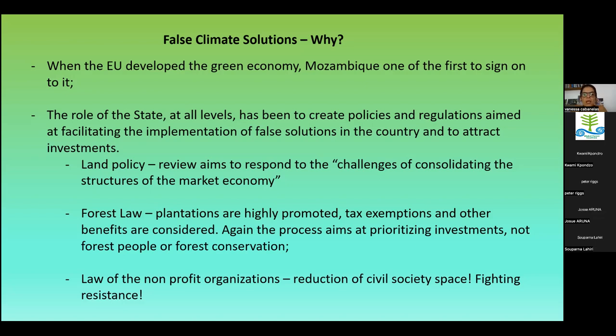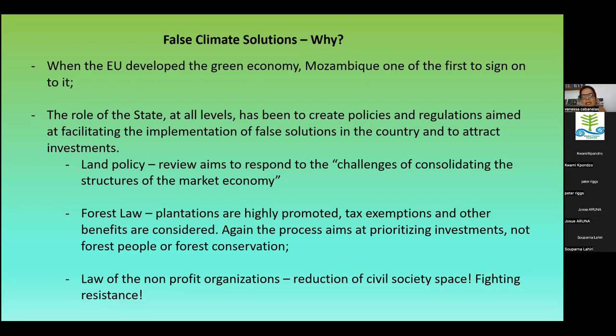The main aim for this review at this moment is to respond to the challenges of consolidating structures of the market economy. This is what has been said to be the aim of this land policy. Although the review of the land policy does not intend to privatize the land, it is the first step to making possible the market of land, because in Mozambique, land is state-owned, you cannot sell it or buy it, but it is being sold and bought at informal markets.